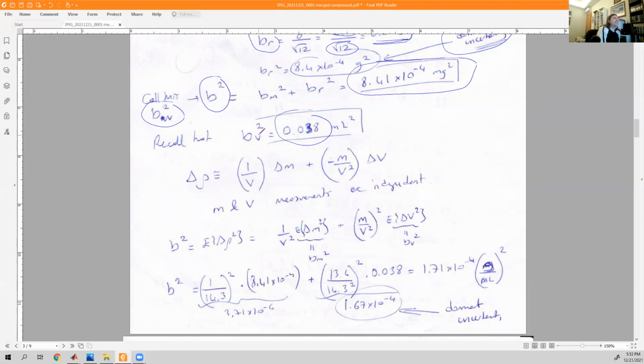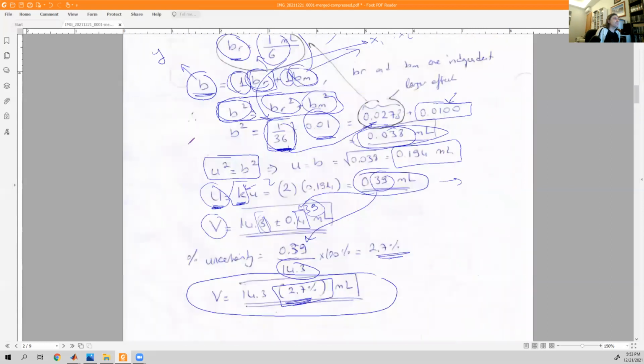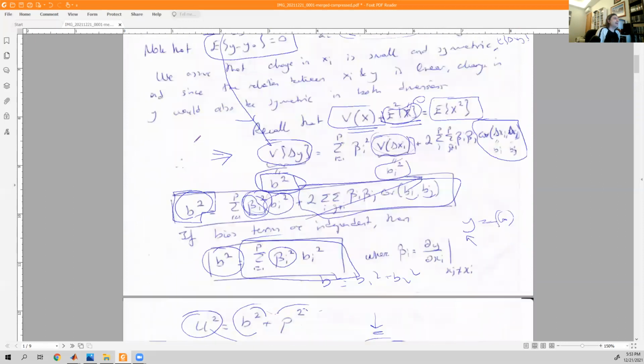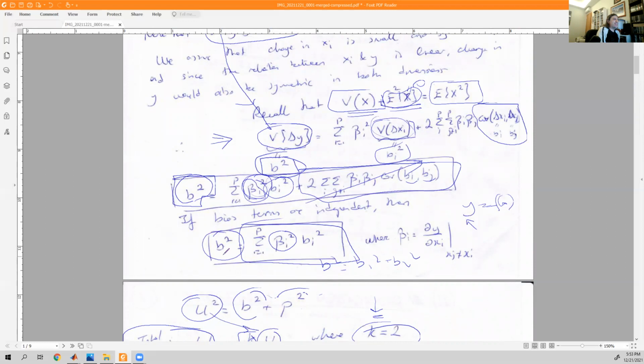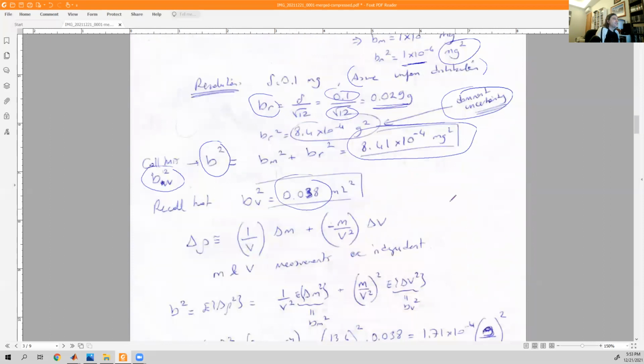Now, how are these going to be reflected in density? When this is the case, I should use this equation, the relation between density and the other terms. So here, bias due to density squared is going to be equal to the partial derivative of density with respect to each variable squared and the corresponding bias value. So actually, delta rho is going to be the partial derivative of rho with respect to m, evaluated at the measured conditions. Since density is equal to m over v, this is going to be equal to 1 over v. So this is my partial derivative. And this is the other partial derivative, this time with respect to v squared.